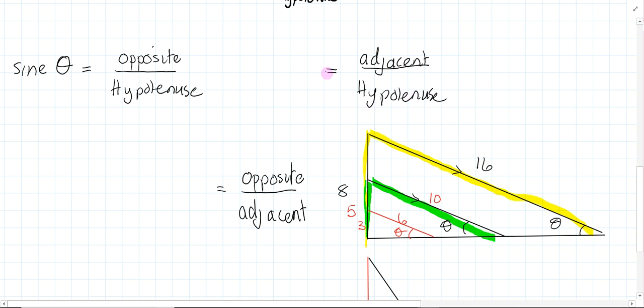The adjacent over the hypotenuse is called cosine of the angle. And opposite over adjacent is called tangent of the angle. Okay? Can you see that all right? You want to write those down.